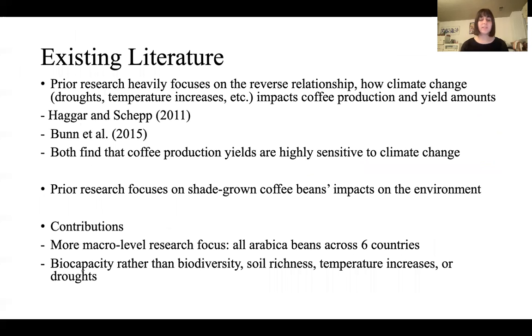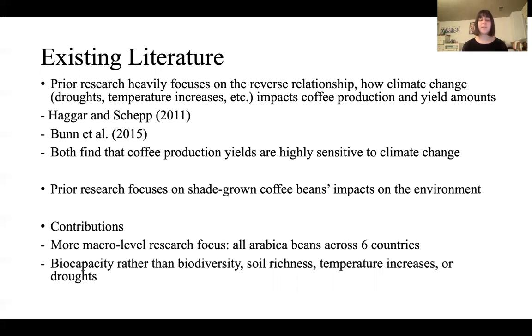So going over some of the existing literature really quickly before my contributions, I found that prior research focuses really heavily on this reverse relationship. They find that climate change, by examining droughts, temperature increases, etc., have a very negative impact on the production yields of coffee, finding that certain coffee beans and production yields are highly sensitive to climate change. There's also a lot of prior research which focuses, as I already stated, on the benefits that shade-grown coffee beans have on their surrounding environments. And so this is where my contribution comes into play.